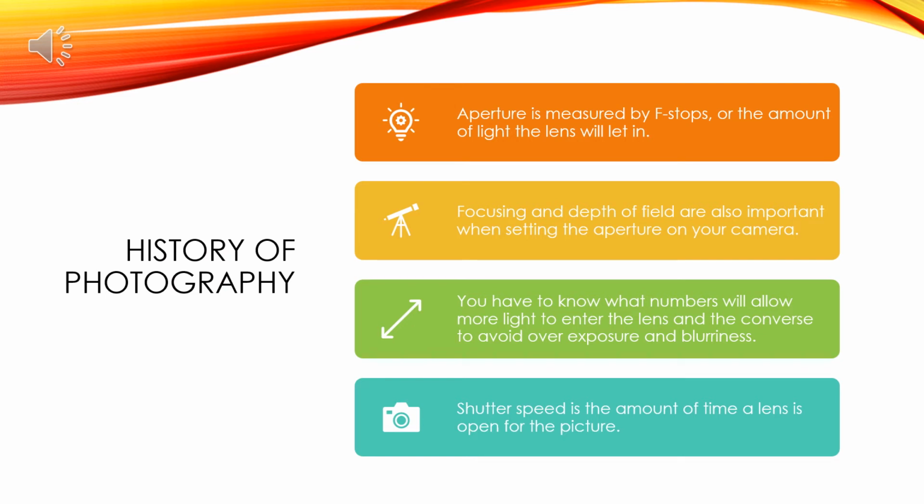Aperture is measured by f-stops, or the amount of light that the lens will let in. Focusing and depth of field are also important when setting the aperture on your camera. Now you have to know what numbers will allow more light to enter the lens and which to conserve to avoid overexposure and blurriness. Shutter speed is the amount of time a lens is open for the picture.